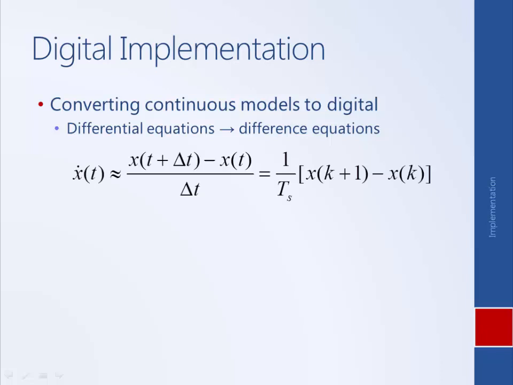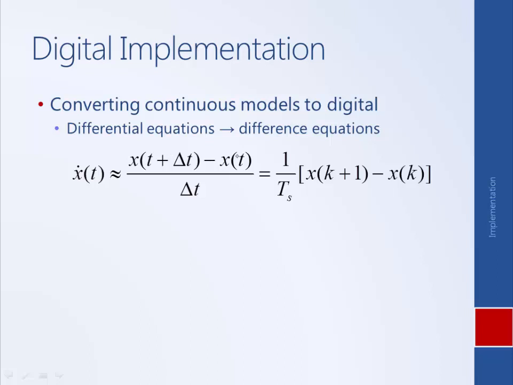And so one way to do this conversion is we can think of a derivative as a finite difference. So x dot is dx/dt. It's the rate of change of x with respect to time. And in general, this is the rate of change at an instant. But we can approximate it as a finite difference. We can approximate it as the amount of change over a period of time.